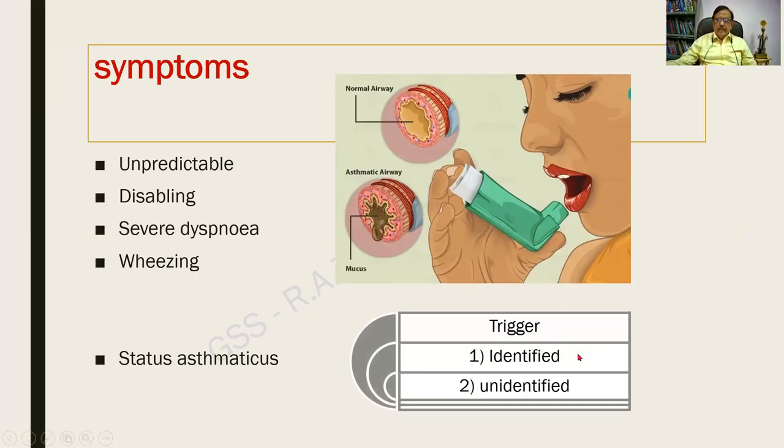And there are two kinds of conditions. Trigger. A trigger is something that is starting it, which may be identified, which may not be identified. If it can be identified, that particular component can be avoided. But in most cases, it is unidentified or unavoidable.